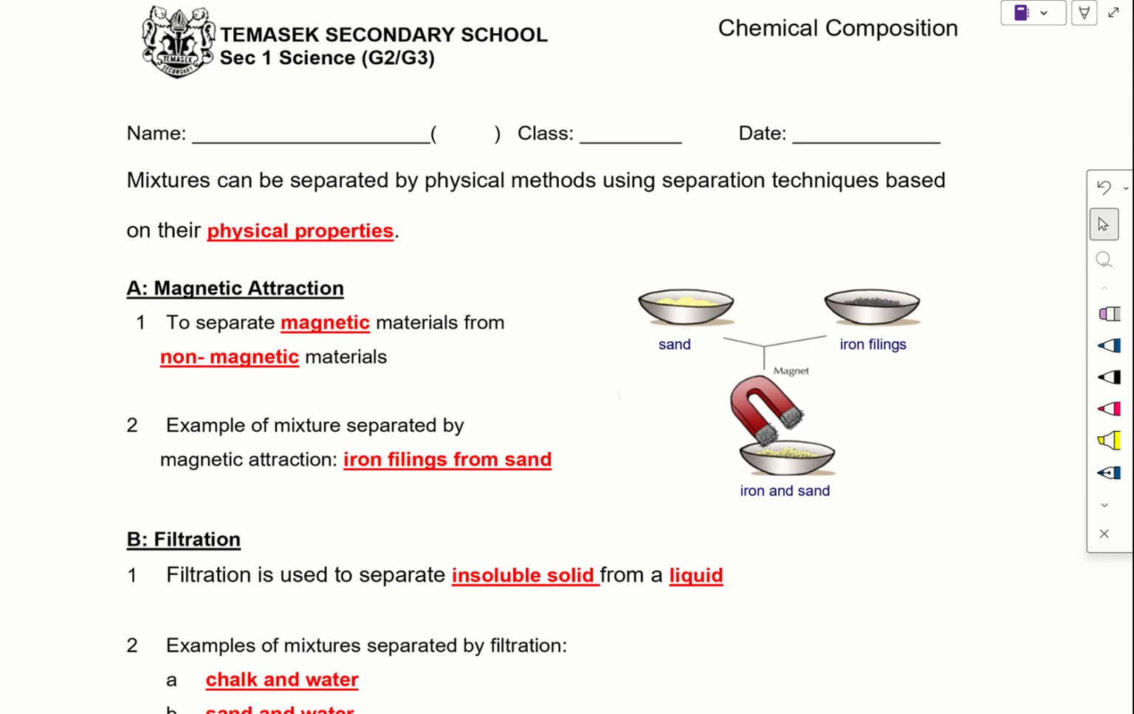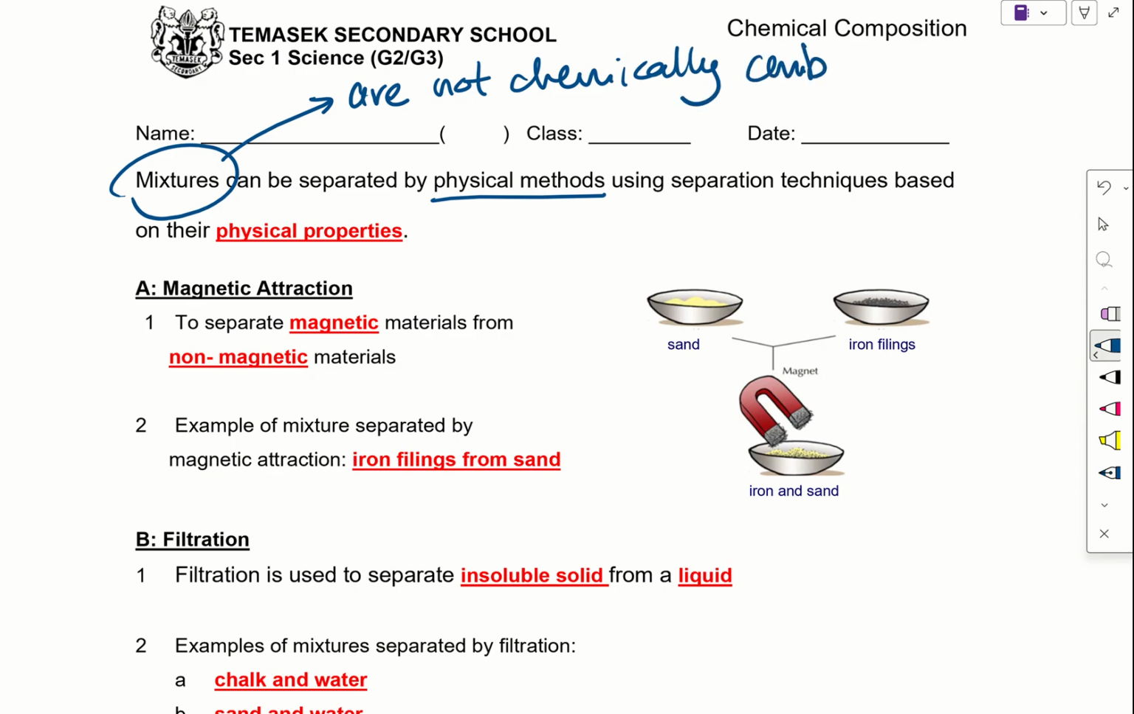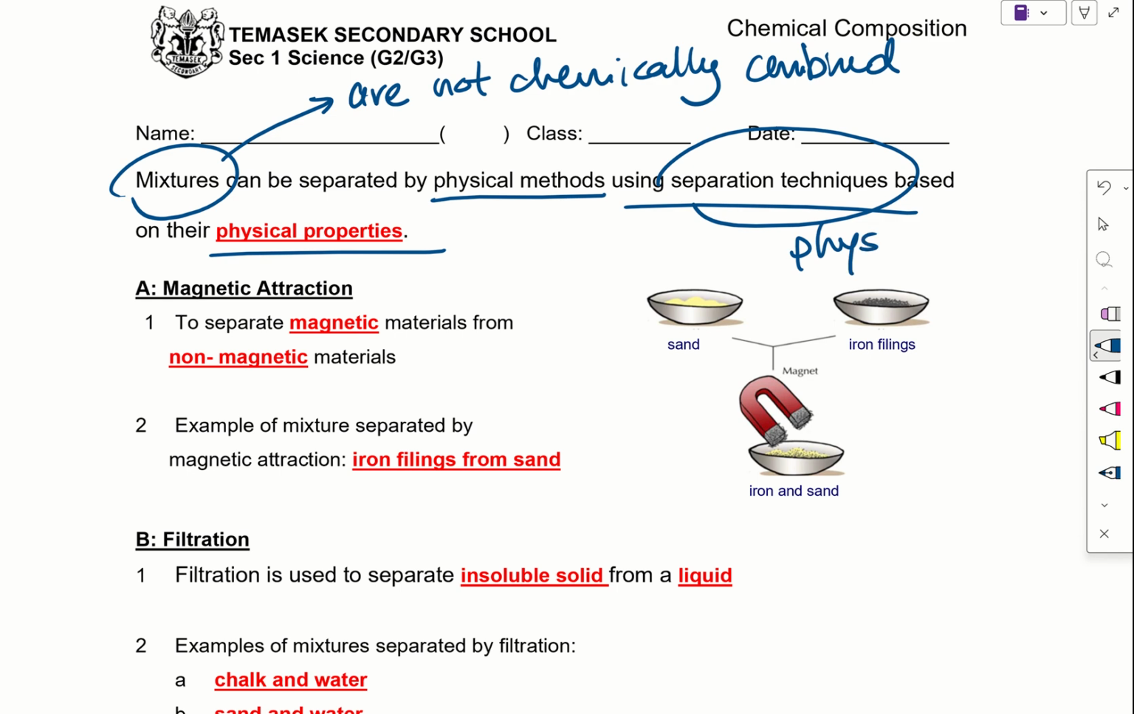Okay, so mixtures can be separated by physical methods, right? Because mixtures are not chemically combined, so we can actually separate them using separation techniques based on their physical properties. So basically, all these separation techniques are physical separation, okay? So the first one is magnetic attraction.